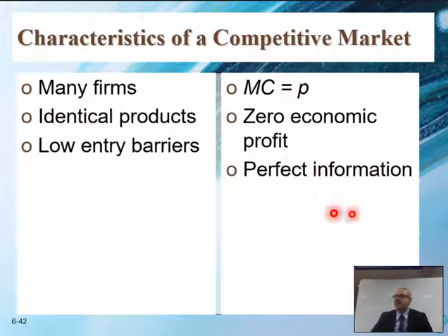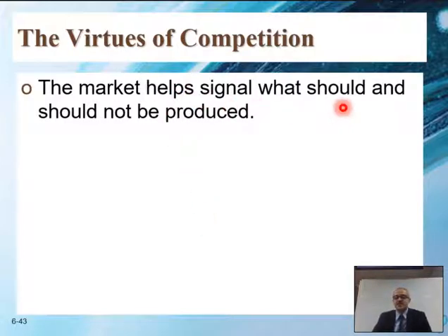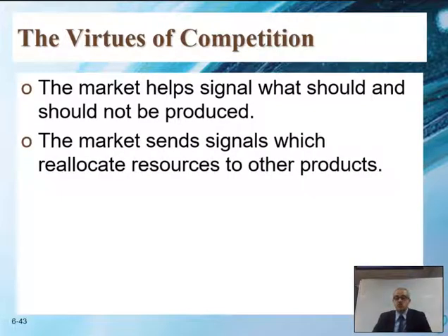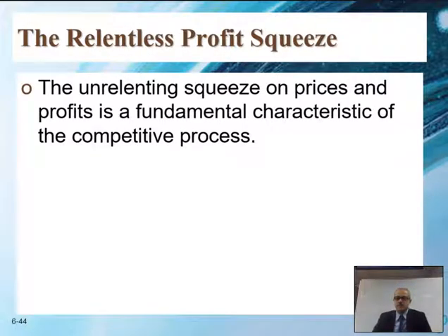And here we've got some characteristics of competitive markets. Many firms, identical products, low entry, marginal cost equals price, zero economic profit, perfect information. Remember the idea of perfect information? Perfect information where everyone knows. Okay, and we talked about the guy who walks in at the beginning of the market so that people don't know the prices. And then we talked about the virtue of competition. The market will help signal what should and shouldn't be produced. The market sends signals which reallocate resources to others. Do you know what we mean by signals? There's always a signal, okay? So once you see people go out, then economic profit is zero.